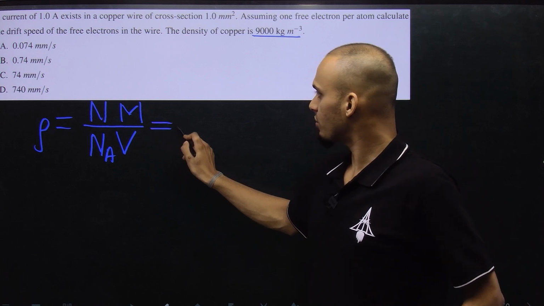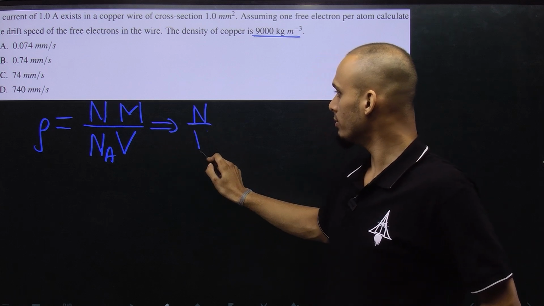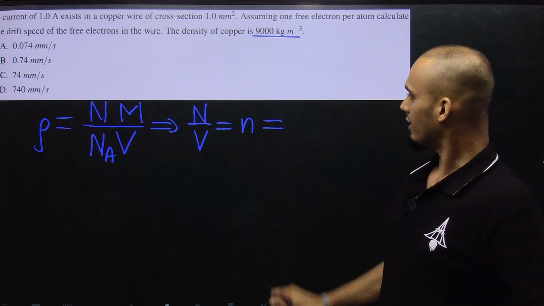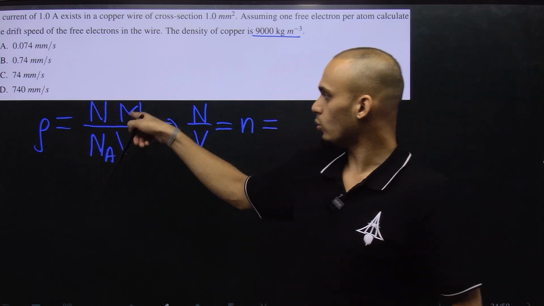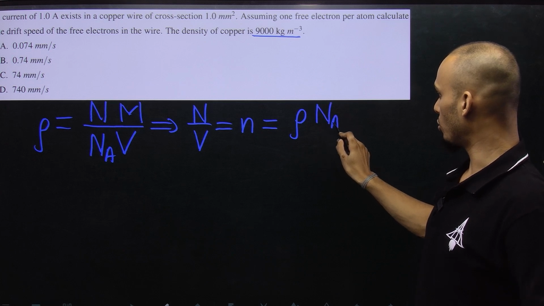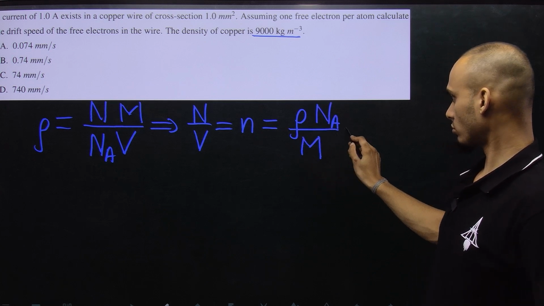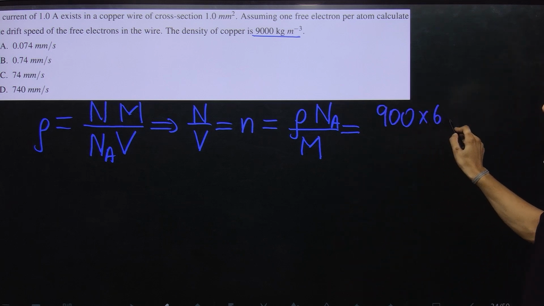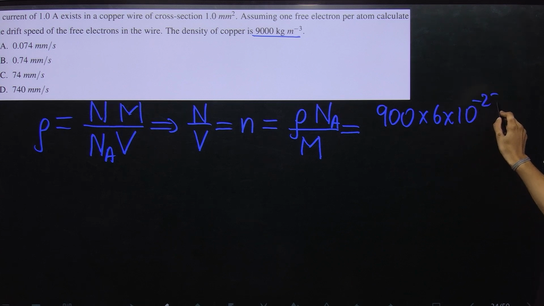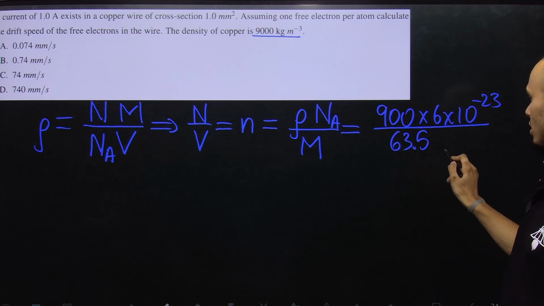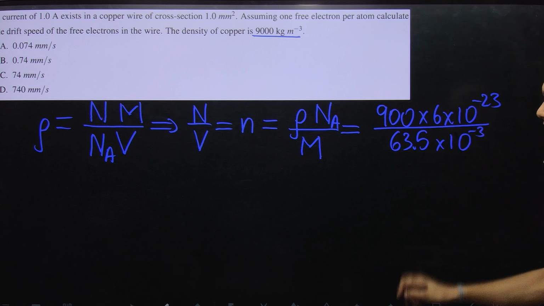We get number of atoms upon volume as the number density n of charge carriers, and this we can equate to rho into Avogadro's number upon molar weight, rho into Na upon molar weight M. We know density is 9000 given to us. Avogadro's number is 6 into 10 power 23, and the molecular weight of copper is 63.5 grams, converting to kgs, 10 power minus 3 we can write.